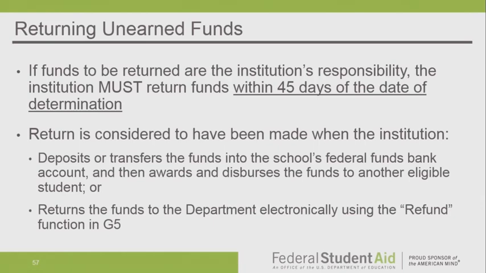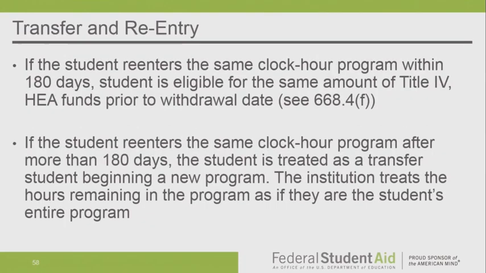The return is considered to have been made when the institution deposits the funds back into the bank account and then awards it to another student, or returns the funds to the department through the G5 function. You need to be able to document the dates that happened so that in an audit they can tell that you met that 45 days. Make sure that's documented.